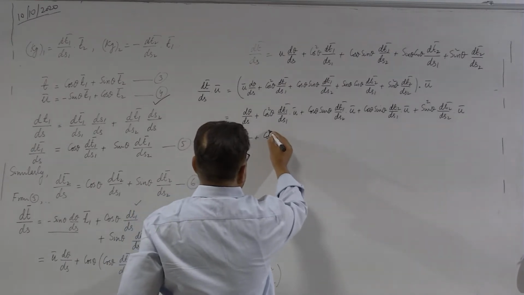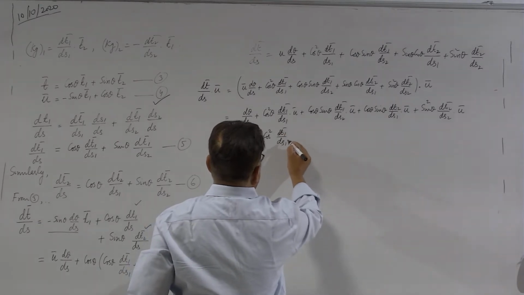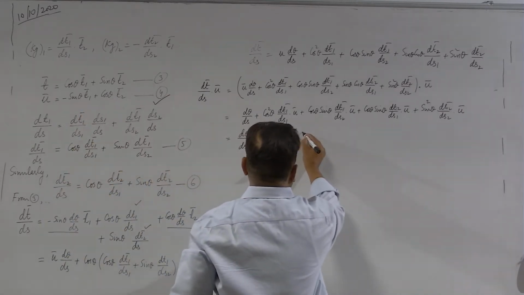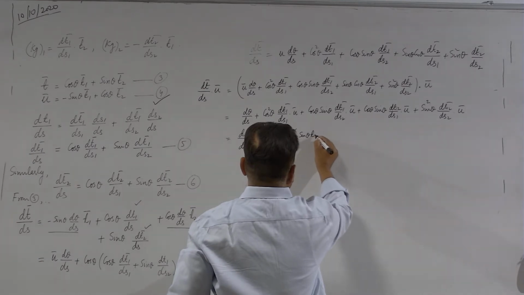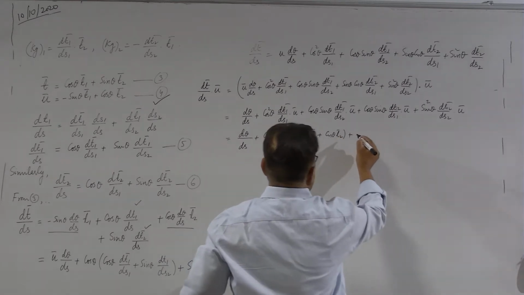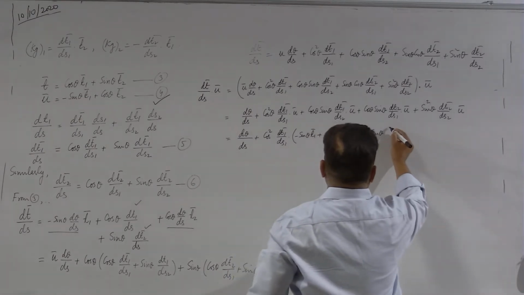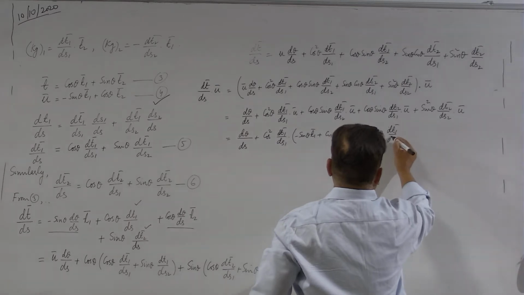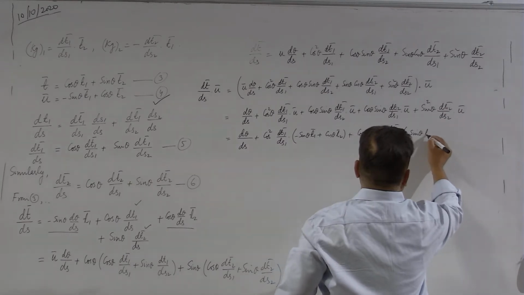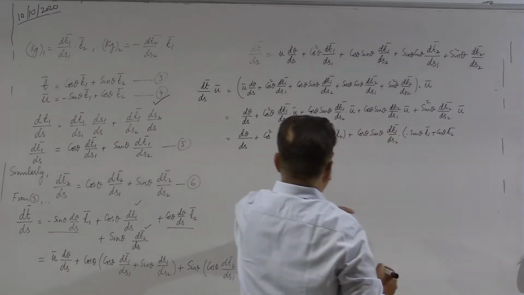Plus cos square theta into dt1 upon ds1 dot u, which is minus sin theta t1 plus cos theta t2. Similarly, cos theta into sin theta dt1 upon ds2 dot minus sin theta t1 plus cos theta t2. Okay. So, we have come up to here.